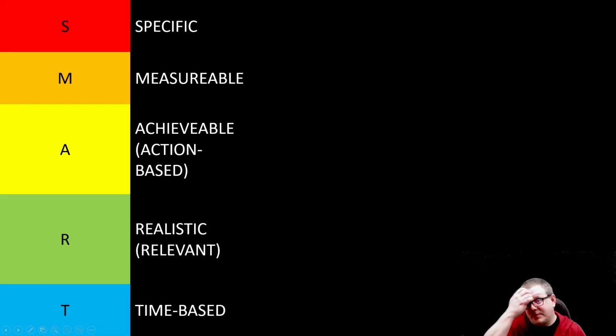SMART is an acronym, and there are a couple different ways of looking at the letters specifically. Indeed, there's actually SMART versus SMARTer. That's another whole thing, so we're going to keep it simple. We're going to use the version that I grew up with, which is that S stands for specific, M measurable, A is achievable, R realistic, and T time-based.